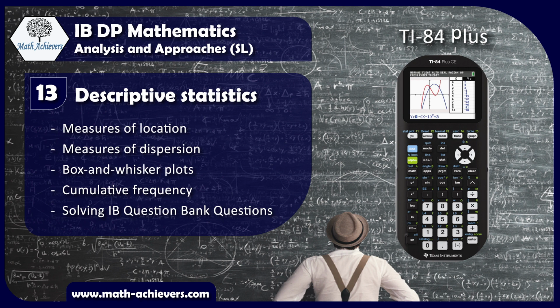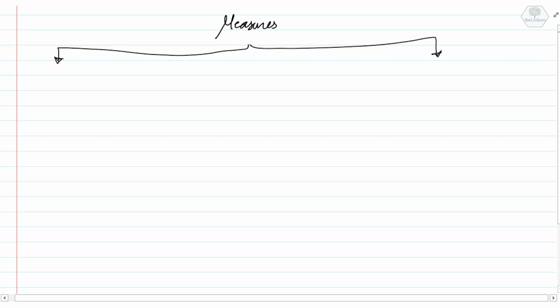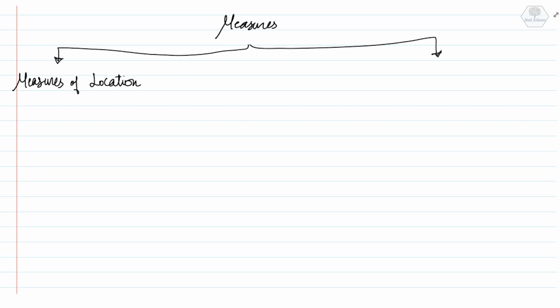For these measures to describe data, we have two types of measures. The first type is measures of location. Measures of location tell where each piece of data is located within my data set.